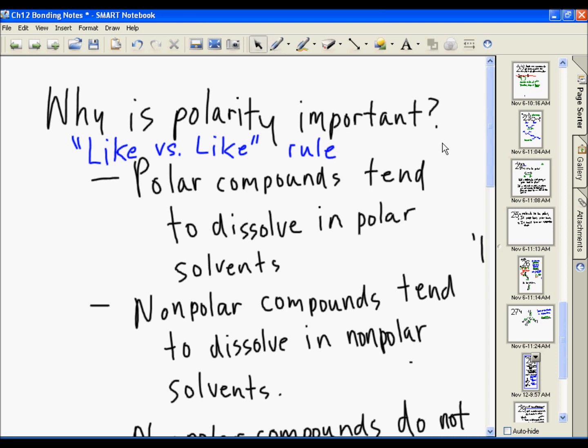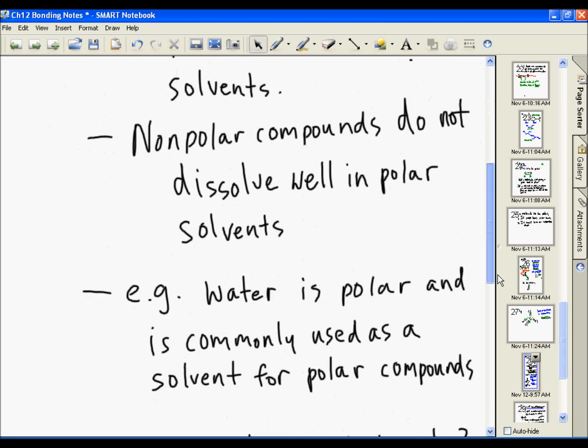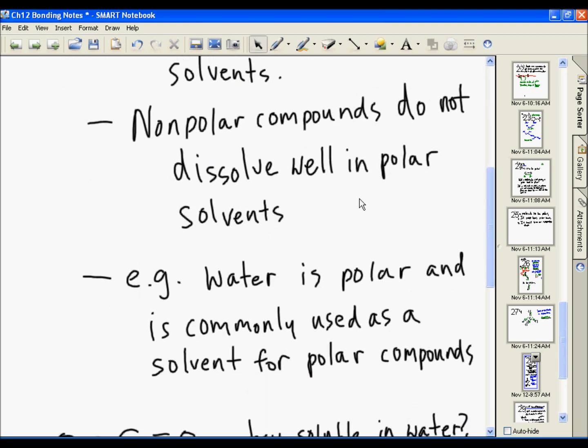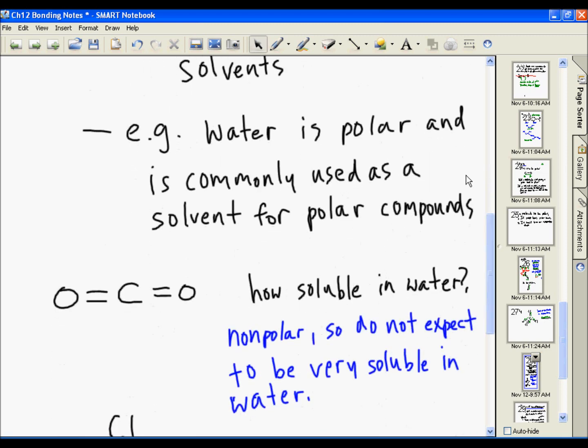polar compounds will tend to dissolve in polar solvents. Nonpolar compounds will tend to dissolve in nonpolar solvents. However, nonpolar compounds don't like to dissolve well in polar solvents and vice versa. Polar compounds don't like to dissolve in nonpolar solvents. So for example, water is polar and is very commonly used as a solvent for covalent compounds.